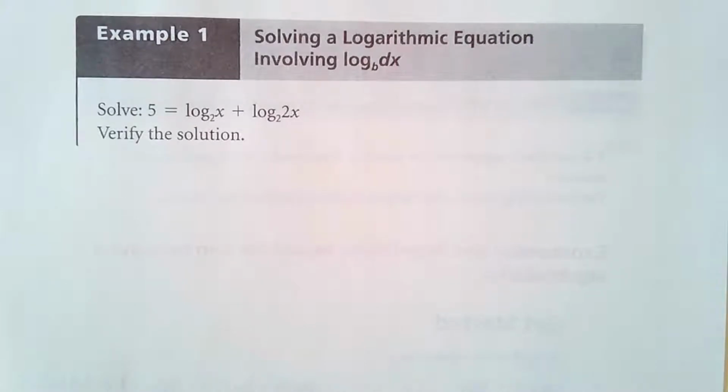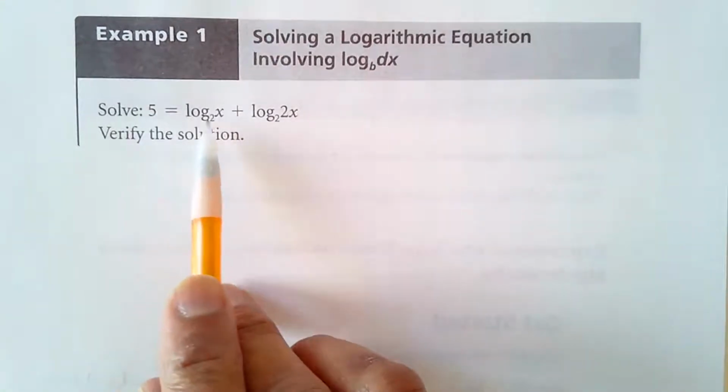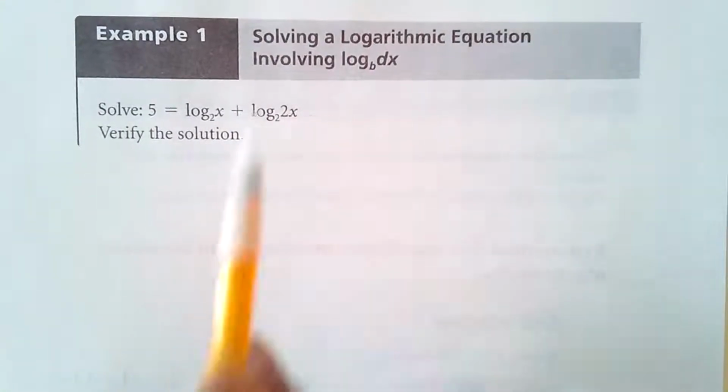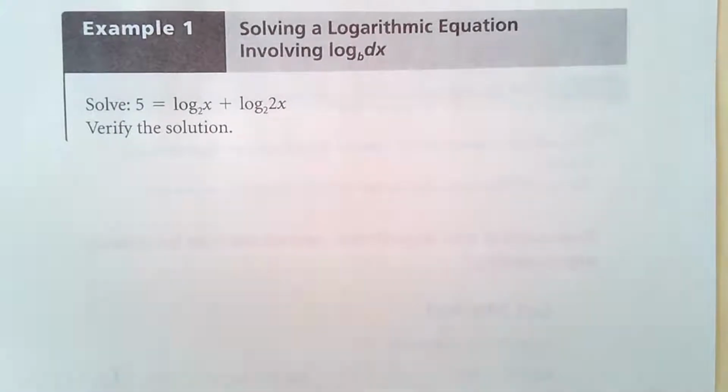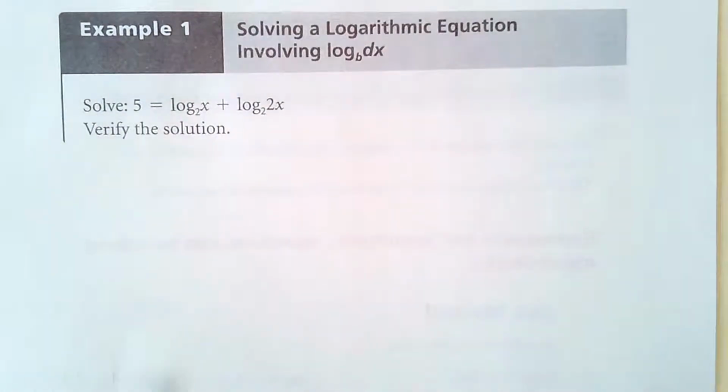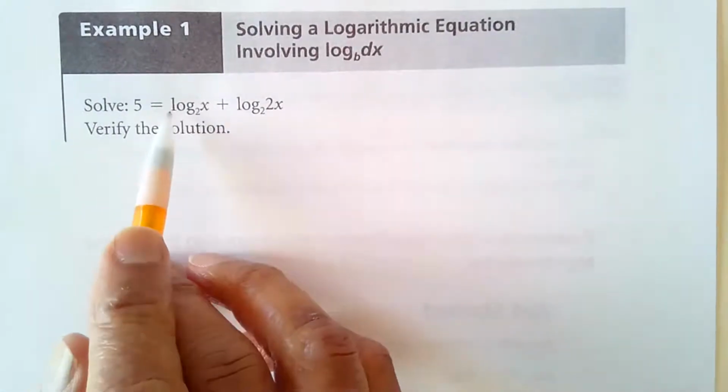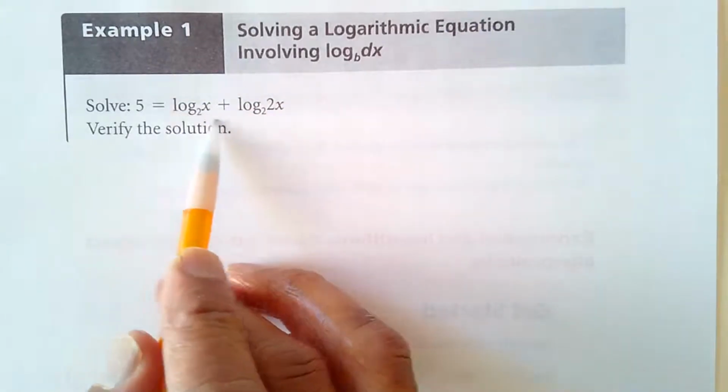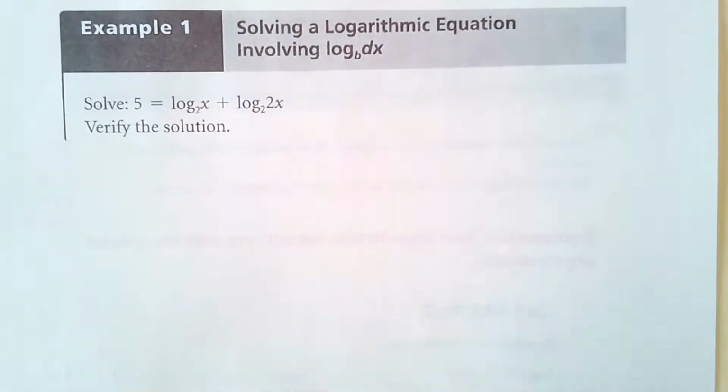Here we're solving a logarithmic equation. We have 5 equal to log base 2 of x plus log base 2 of 2x. Notice we're going to use the product law to simplify.